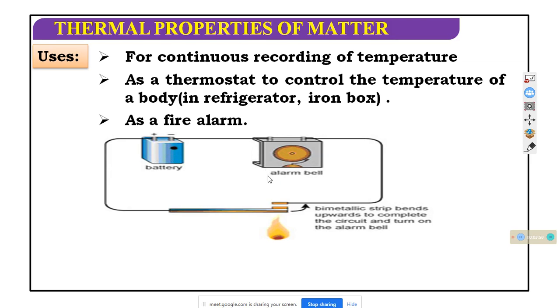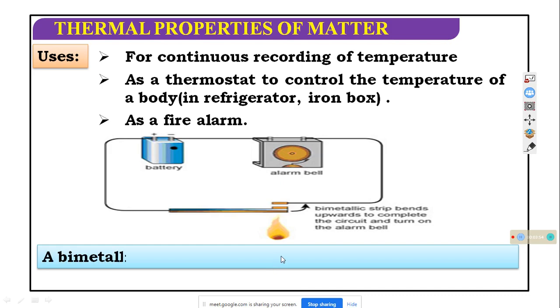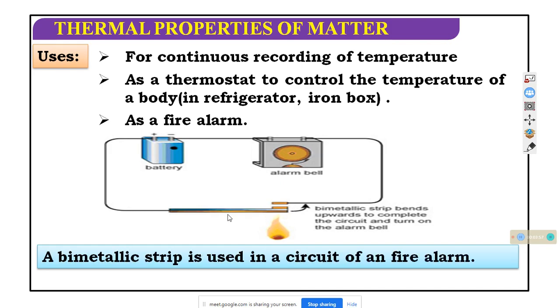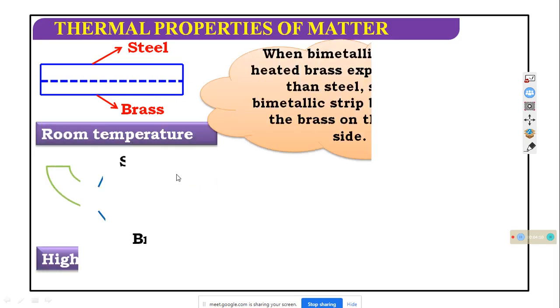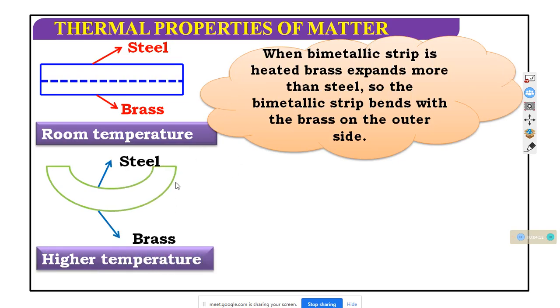this is the battery, this is the alarm bell, and the bimetallic strip is like this. যখন গরম হয়ে যায় তখন এটাকে এক্সপেনশন হয়ে যায় এবং এখানে ব্যাটারি দিয়ে কানেক্ট হয়ে যায় এবং এখানে অ্যালার্ম বেলটা বাজতে থাকে. Okay, steel and brass, room temperature, steel and the higher temperature.